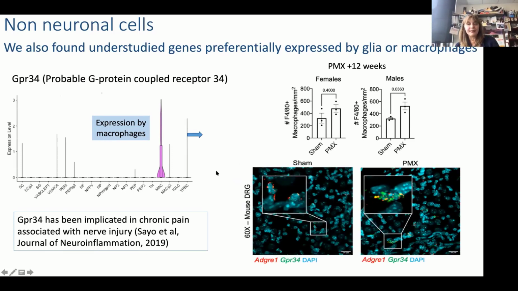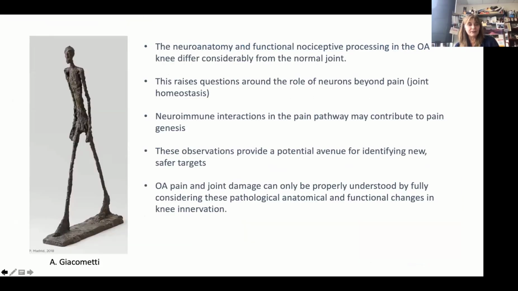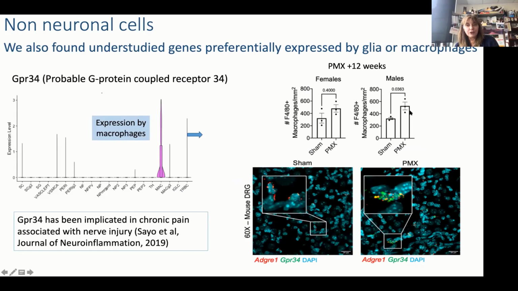And so what we are seeing here is that recently, we are actually using the partial meniscectomy model in mice. 12 weeks after surgery, we see this influx of macrophages in the dorsal root ganglia after PMX surgery in these mice with osteoarthritis. And so we've just developed RNAscope to look at this here, and we can really see now how the red is the macrophage marker and the green is the GPR34. We can see how this receptor is increased after PMX surgery.